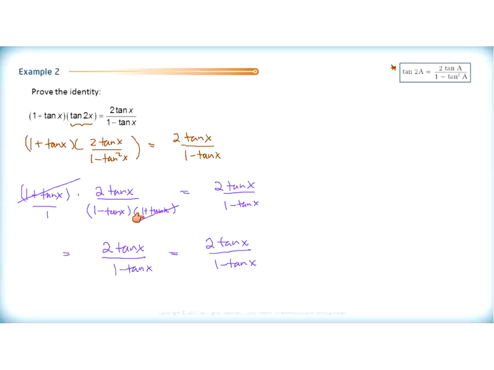And remember, I can cancel things in the numerator and denominator if what you're canceling is multiplied by everything else. The 1 plus tan x is multiplied by this. The 1 plus tan x is multiplied by this, and the 1, of course. So I can cancel those two.